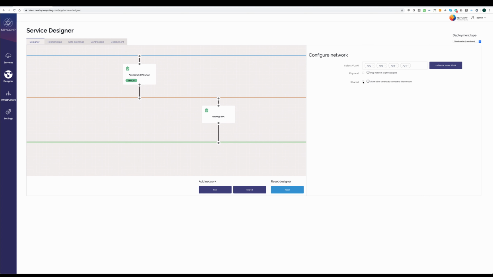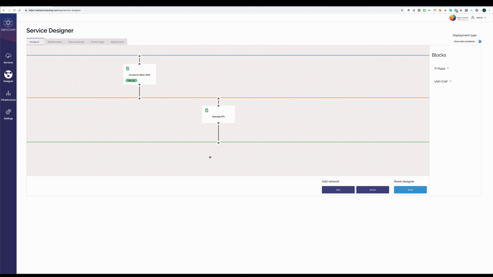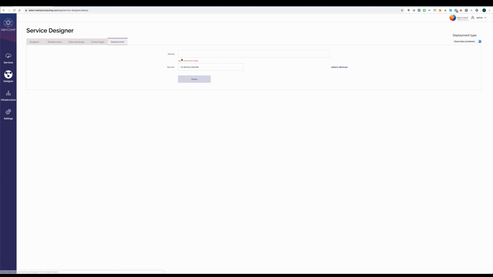If we plan to share a network with other tenants, in this case our customers, we can mark this network as an external shared network, provide a name that can be used by the other tenants to attach their services to this network, and continue. Each service needs to get a name associated for deployment.